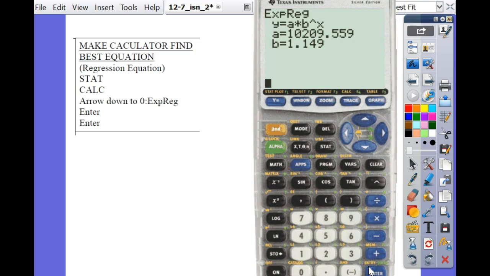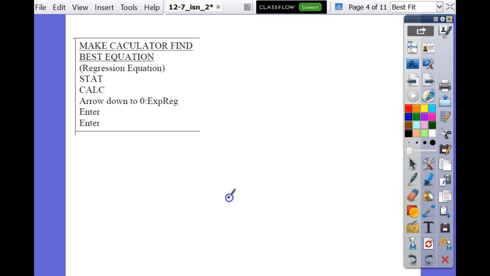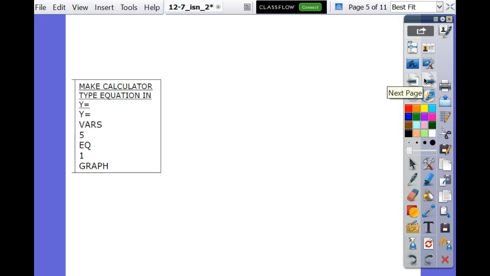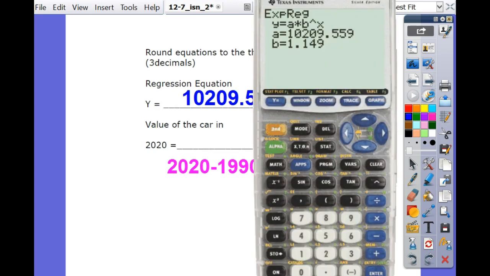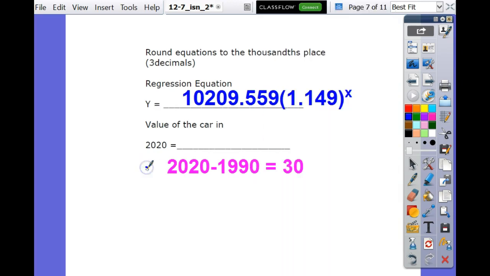Enter again. There is the equation that goes with my data. Now, it's rounded off to 3 decimal places because we set the mode on 3. There's some more decimal places in there. They're just not showing up. And so this is the equation that goes with this data. This number right there is the A. This number is the base. That's the equation. You see where that goes on your note paper.